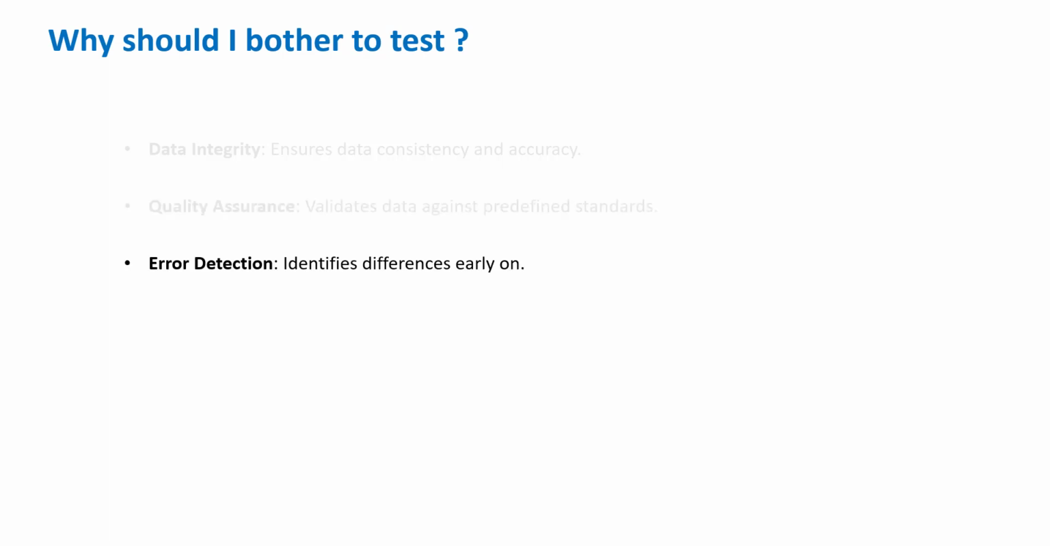Error detection. Identifying the differences early on in your pipeline really helps you to identify the errors coming into your data pipeline. This is a very important aspect of DBT test. Just imagine this scenario, that you should not load any wrong data to your data warehouse, right? That is something you can do with DBT test. You can find out the error quickly and solve that issue.